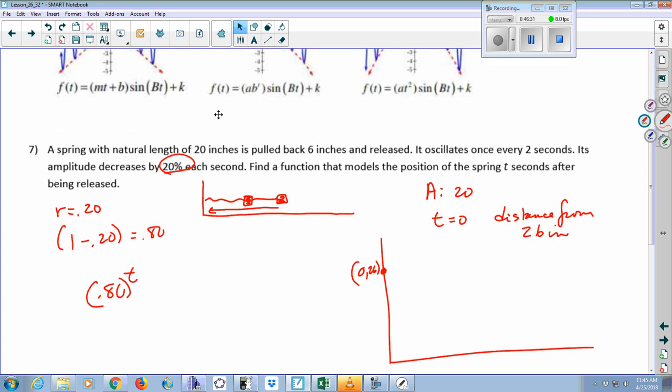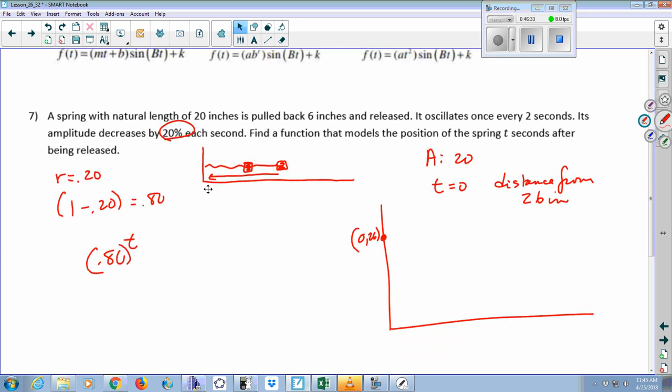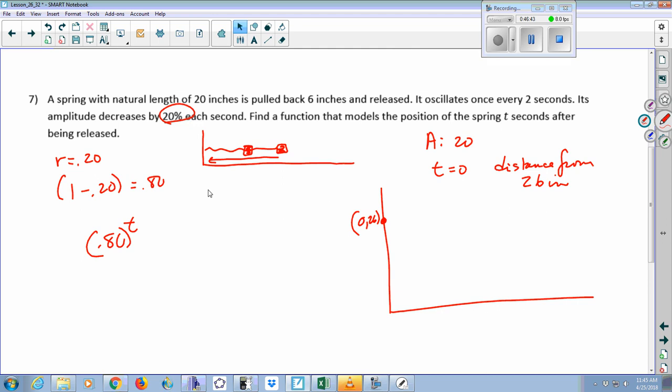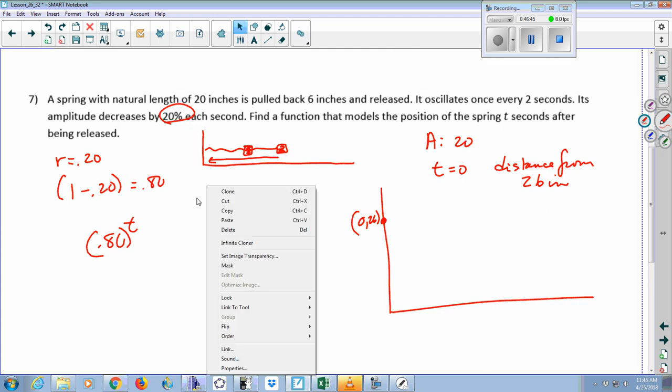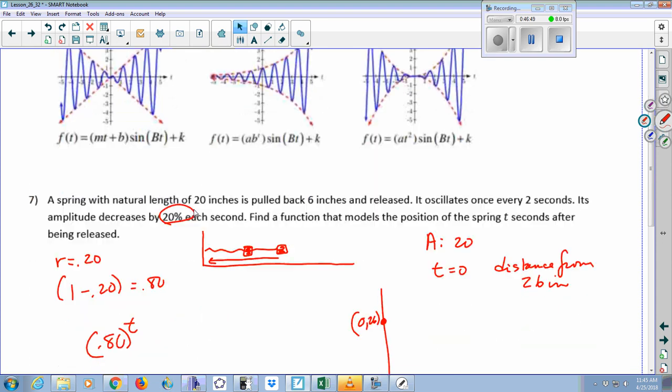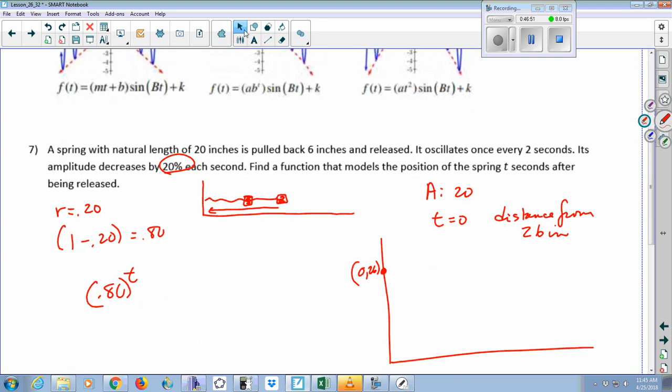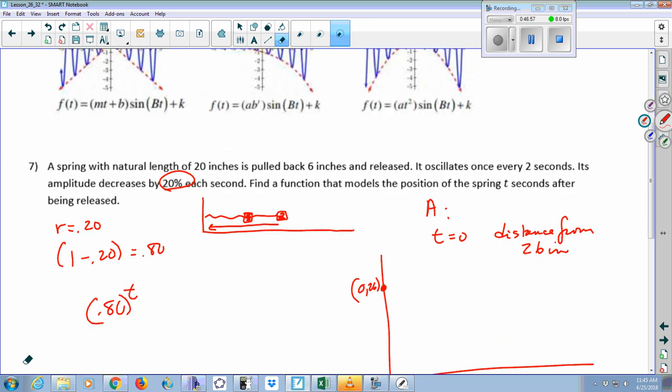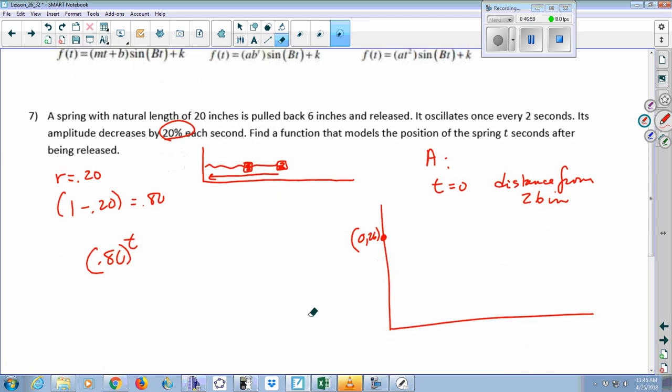Let's see, we better go back up here. What do we use for A? Do we use anything here for A? A is what? Do we use 20? What's the value for A? You wrote down 20? Oh, I'm sorry. I meant to say the natural. What's our value for our amplitude? This 20 is the resting point.